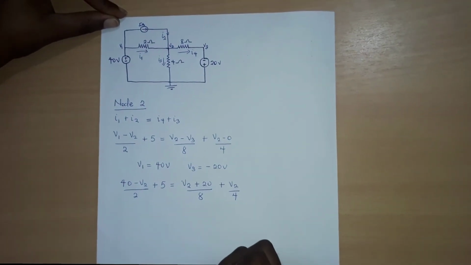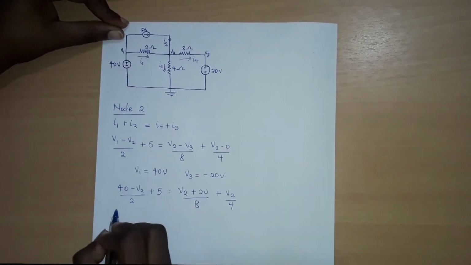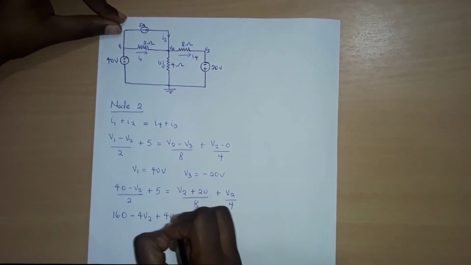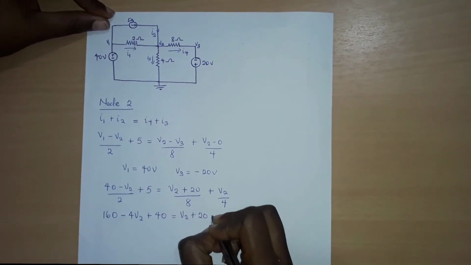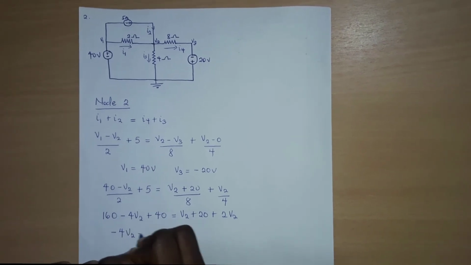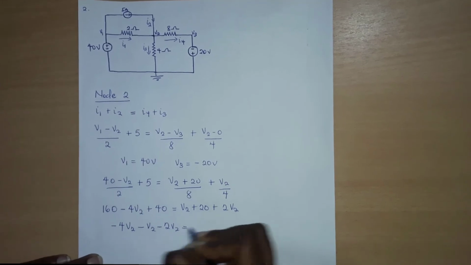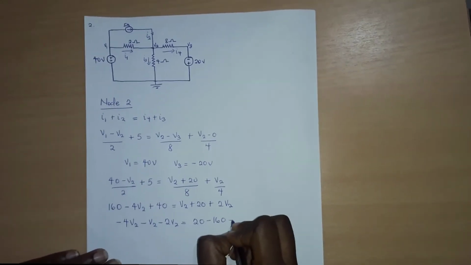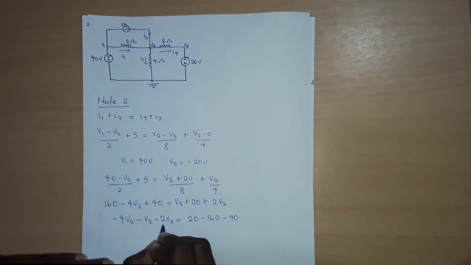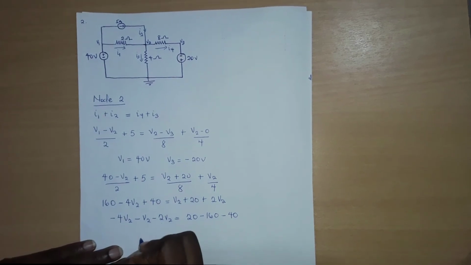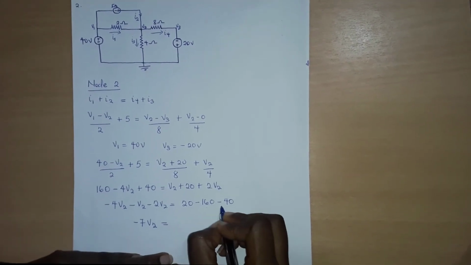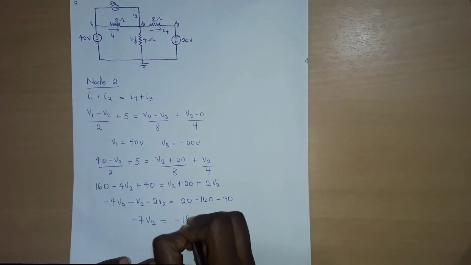So simplifying this expression by multiplying through by 8, we have 160 minus 4V2 plus 40 to be equal to V2 plus 20 plus 2V2. Rearranging them, I have minus 4V2 minus V2 minus 2V2 being equal to 20 minus 160 minus 40. This gives me minus 7V2 to be equal to 20 minus 160 giving us minus 140 minus 40, which is minus 180.